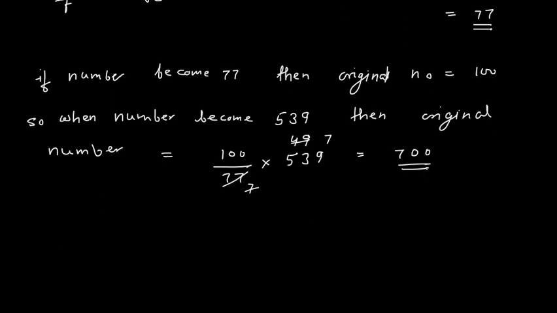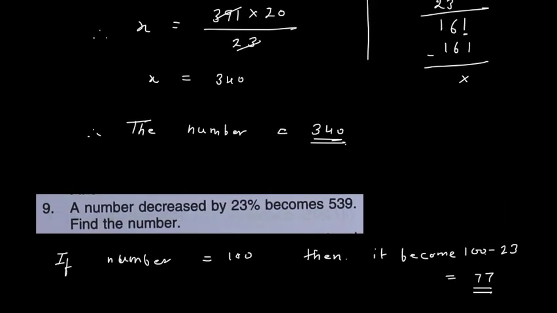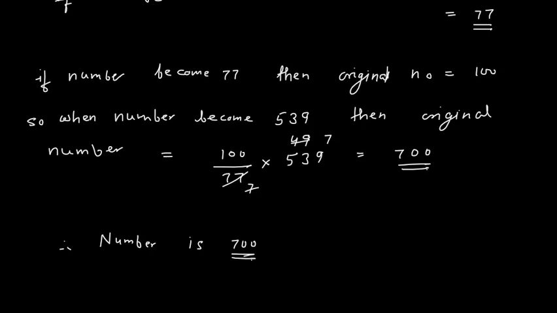So therefore the number is 700. Okay, now again I will encourage you to solve this problem by taking the number as x, and see whether you are arriving at 700. That way it will make you more confident in the problems, that if a problem comes anyway, we are able to solve it by the unitary method or by assuming the number as x.